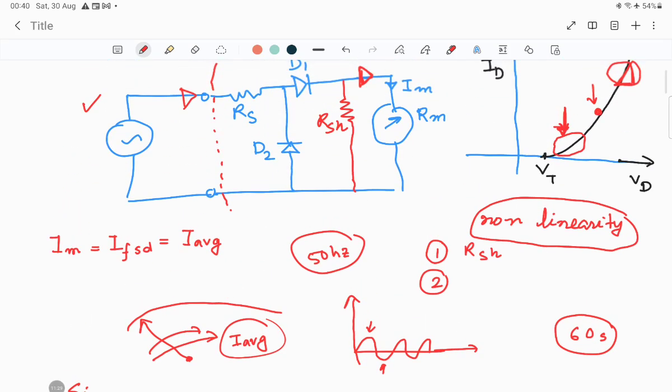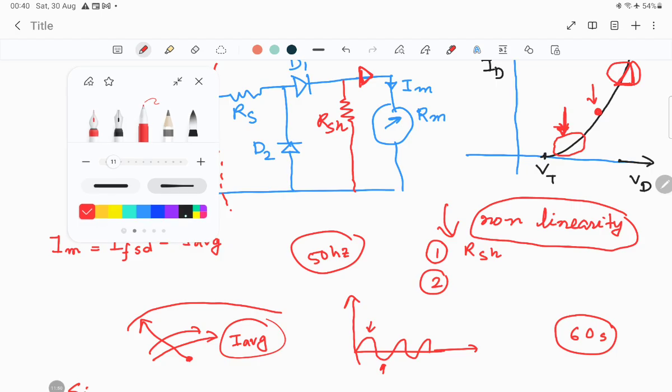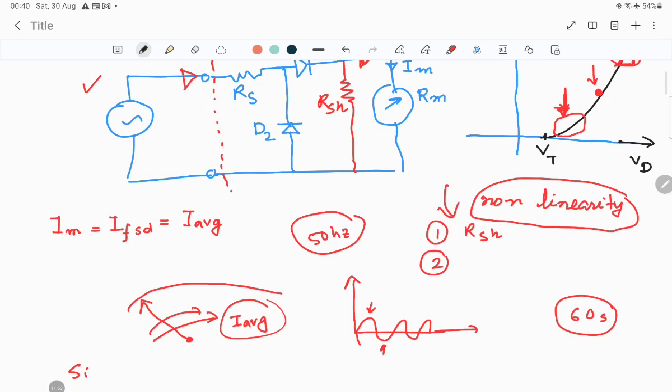Now, to reduce the nonlinearity property, we have introduced a shunt resistance, but it also has some problems that I have already said. So what's the perfect solution? The perfect solution is a different sort of rectifier circuit. I don't know whether you are familiar with it or not. It's called a precision rectifier. Now, what is a precision rectifier and what's the use of this precision rectifier?